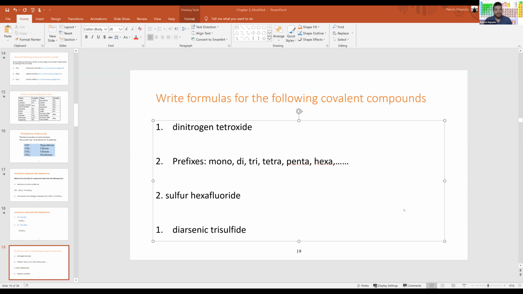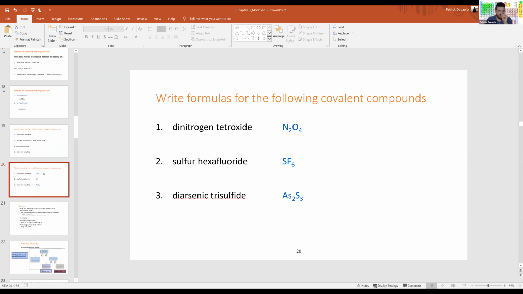All right, next, diarsenic trisulfide. This might be tricky. Good, As2S3. I was afraid someone was going to put Ar, because arsenic is Ar. No, argon is Ar, arsenic is As. So good job. Okay, good.